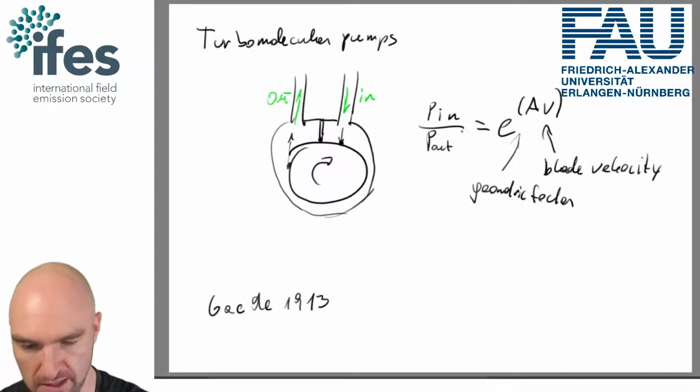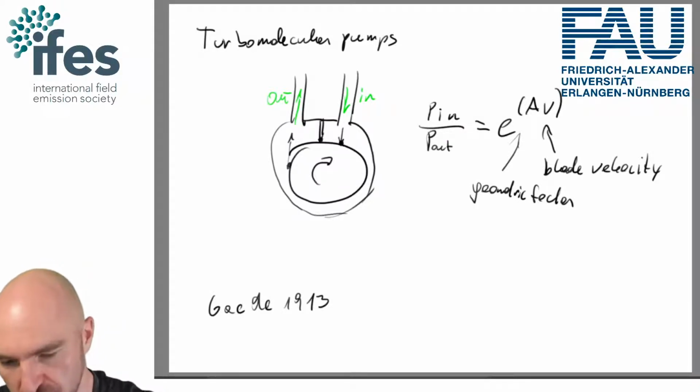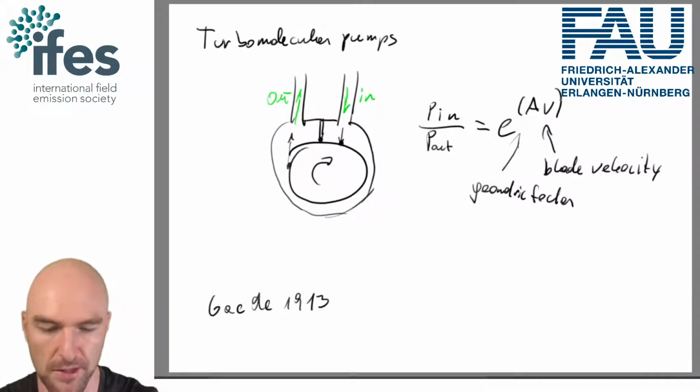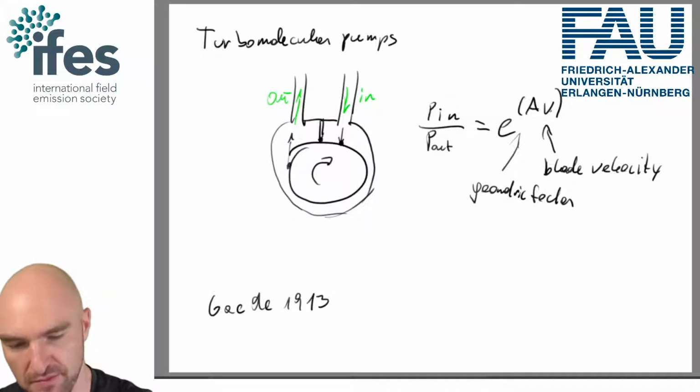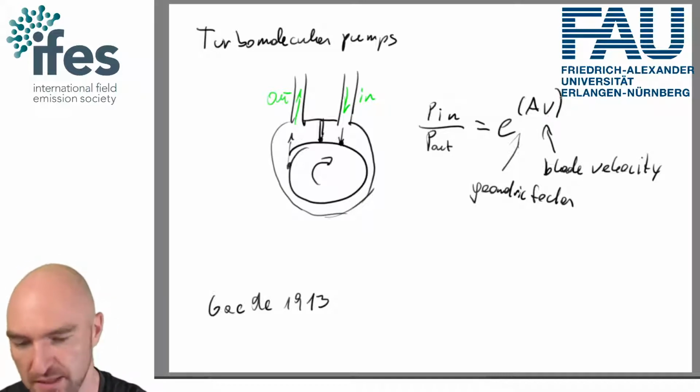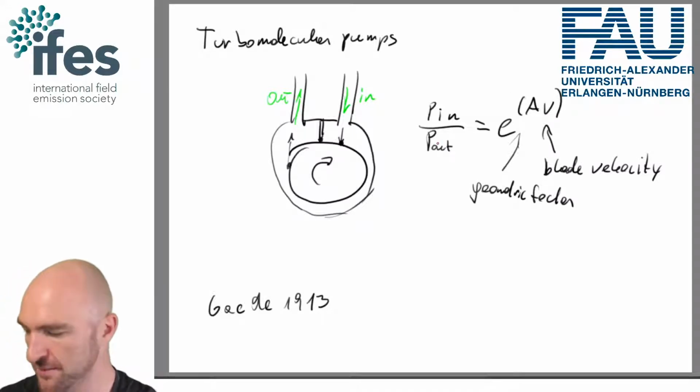And this is very important. The pressure out to pressure in is e to the power of minus AV. You could just swap it around as well. And this is why it's very important that it spins as fast as we can make anything spin. And that we have good backing pressure as well. Okay?